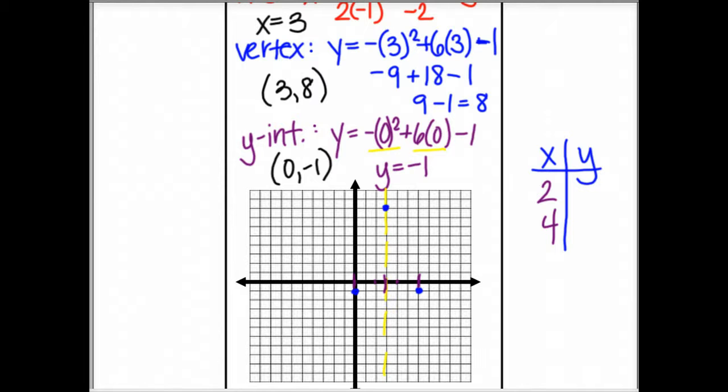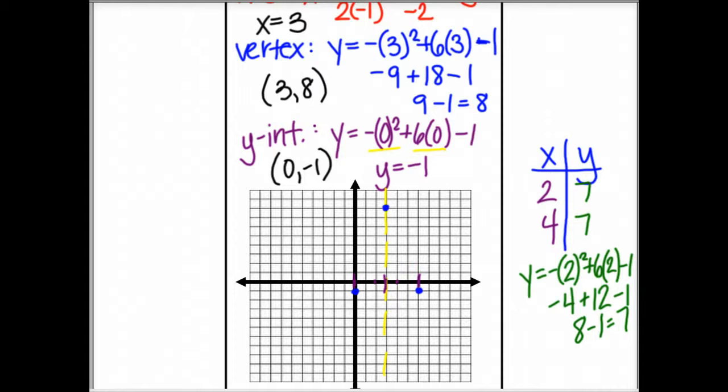So if I put in 2 into my equation, I get y equals the negative of 2 squared plus 6 times 2 minus 1. 2 squared is 4, the negative of it is -4. 6 times 2 is 12, minus 1. -4 plus 12 is 8, minus 1 is 7. So then I can plot my points of 2, 7, 1, 2, 3, 4, 5, 6, 7, and 4, 7. And I can make my curve, and I am done.